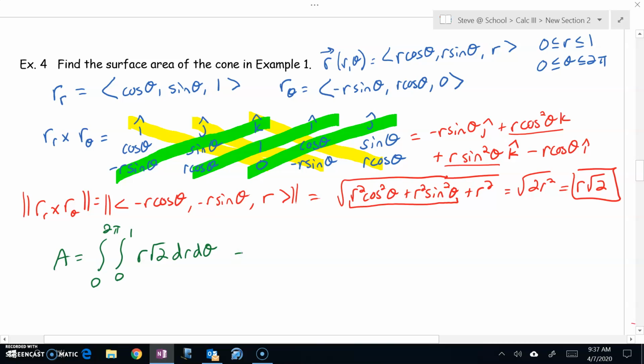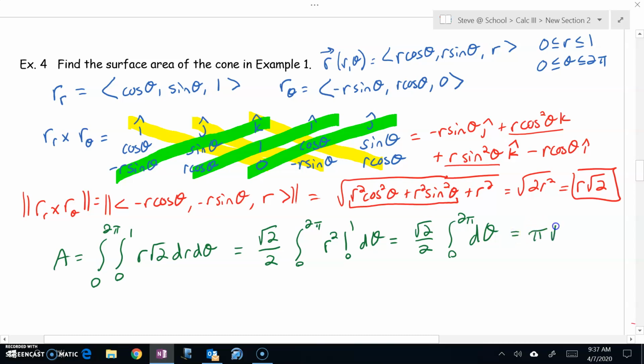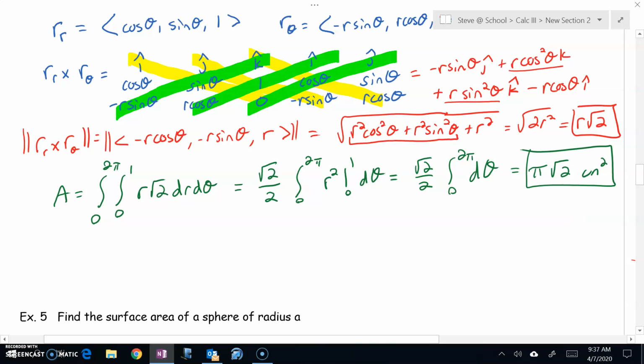Let's just solve this now. We integrate. We get r squared over 2. I'm going to pull the constants out. That's the 1/2, the 2 on the bottom. And I get that this became r squared from 0 to 1. You plug a 1 in, you plug a 0 in, you just get a 1 d theta. So this just turns into this integral here. And that'll just become theta, which turns into 2 pi. So you get 2 pi times that, which is just pi root 2 square units. And that is the surface area of that cone.